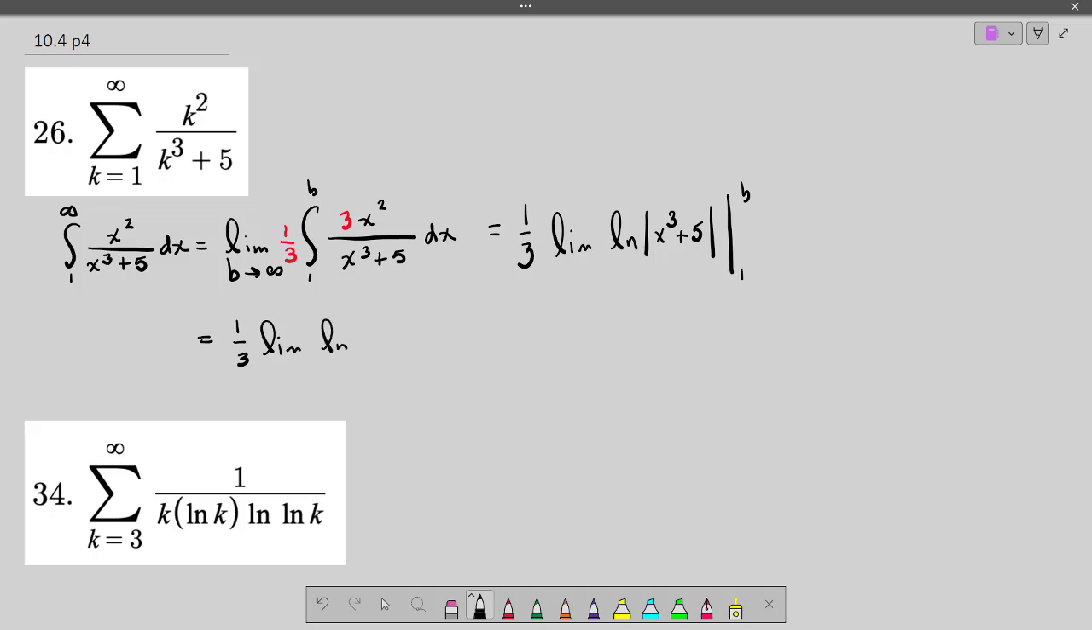So we're going to plug in the b and the 1. So we'll have natural log of b cubed plus 5 minus natural log of 6. And that's as b goes to infinity. And I want to make that 6 look more like a 6 and less like a b. And where's that limit going to? Infinity. So this limit is infinity, therefore we have divergence.